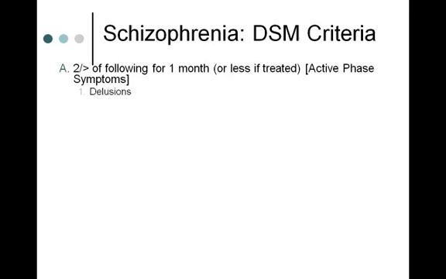but you don't need any other active phase symptoms. Right? Unless your delusions are bizarre, then you don't need any other things. The other things we'll see in a minute are hallucinations, disorganized speech, disorganized behavior, and so on. You don't need any of that stuff if you have a bizarre delusion. That's sufficient to meet criterion A. So what's a bizarre delusion?